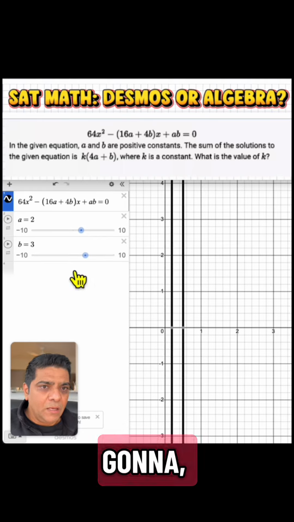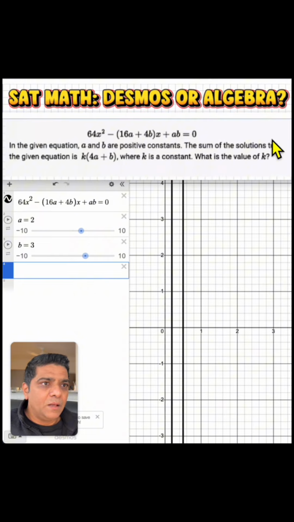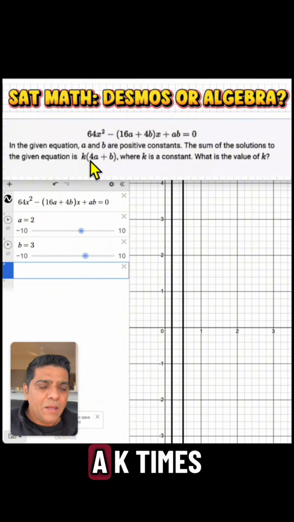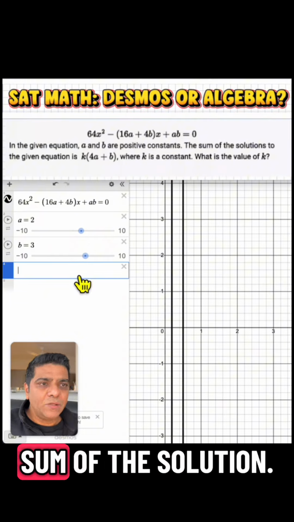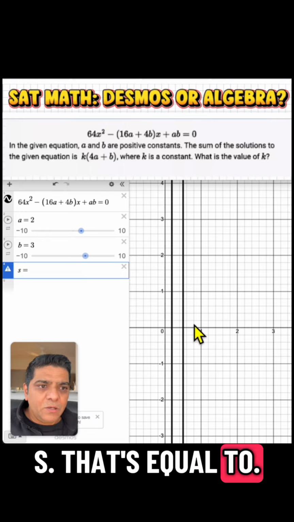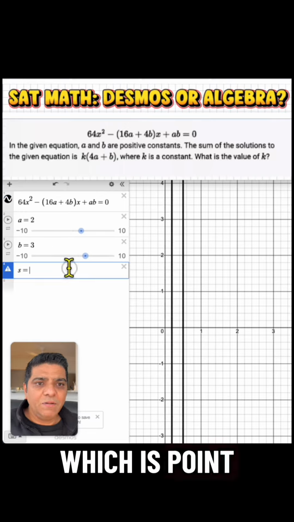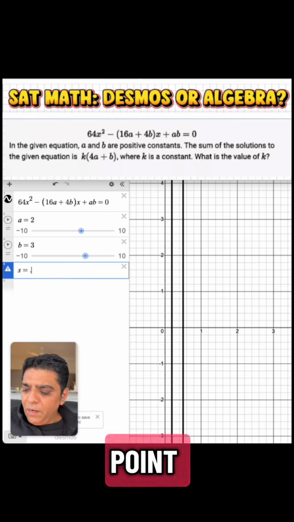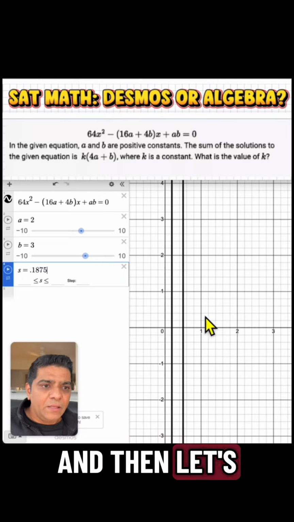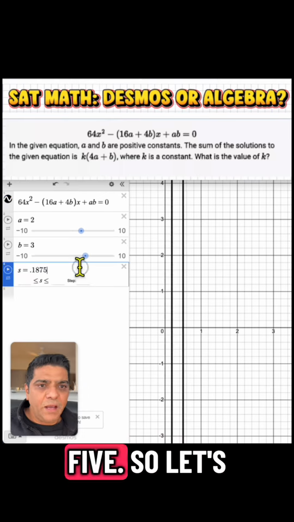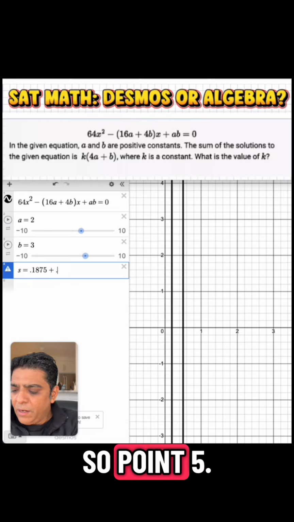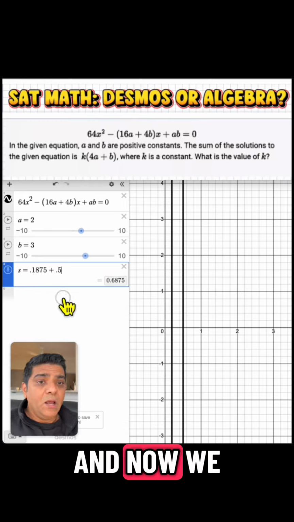So I'm just going to write this. Basically we have k times (4a + b), that is our sum of the solutions. Let's call that s. That's equal to, let's add these two up now, which is 0.1875. So that's going to be 0.1875, and then let's go to the other one, which is 0.5. So let's go ahead and add that. So 0.5. So that gives us this, and now we just have to do one more thing.